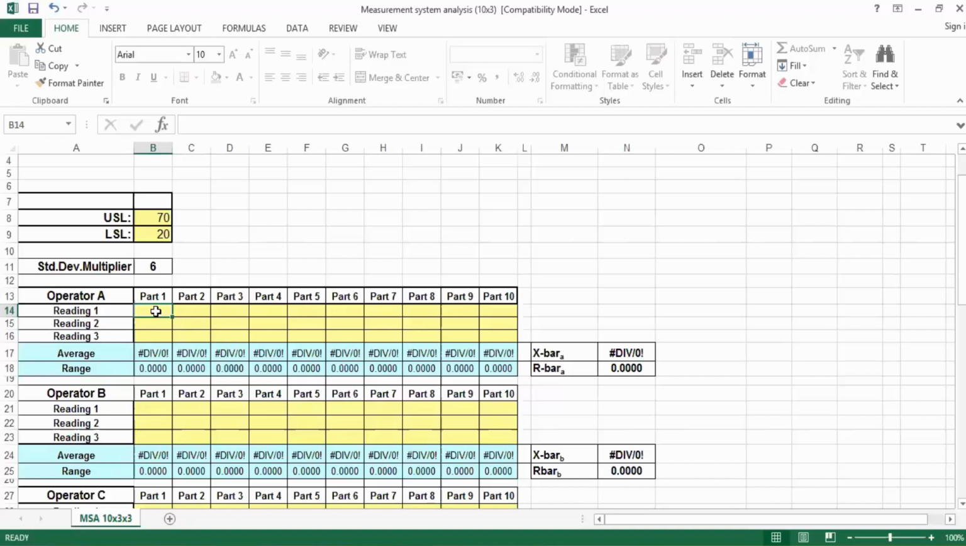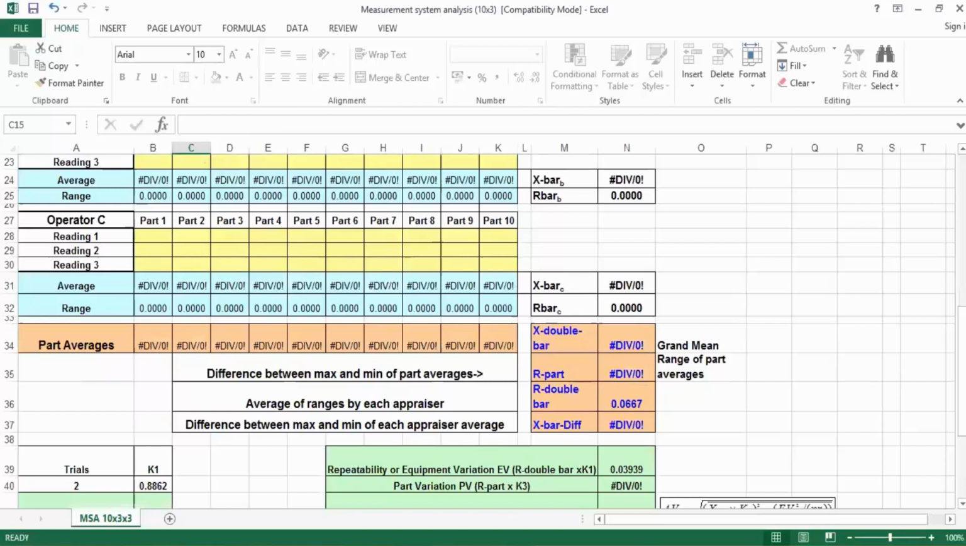You have to just enter the reading 1. Reading 1, 12, not 12, sorry. Between 20 and 70 you have to enter. 25, you enter 25, you enter 23 for part 2, that is the second part. But this is done by operator A and operator B. So this is a reproducibility MSA, not a repeatability MSA. Now here you enter 27. Like that you go on adding, and you get the answer here.